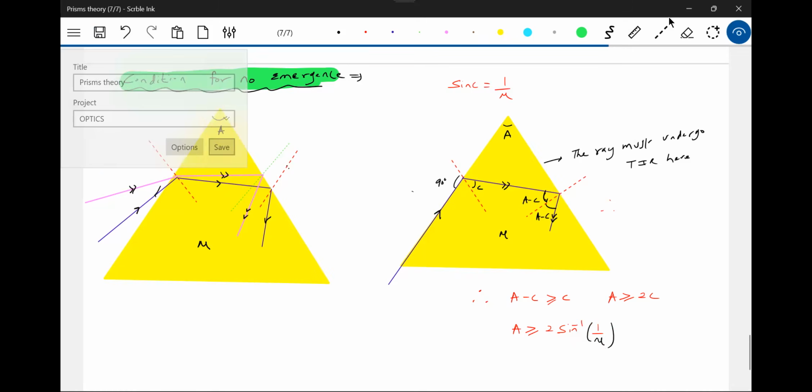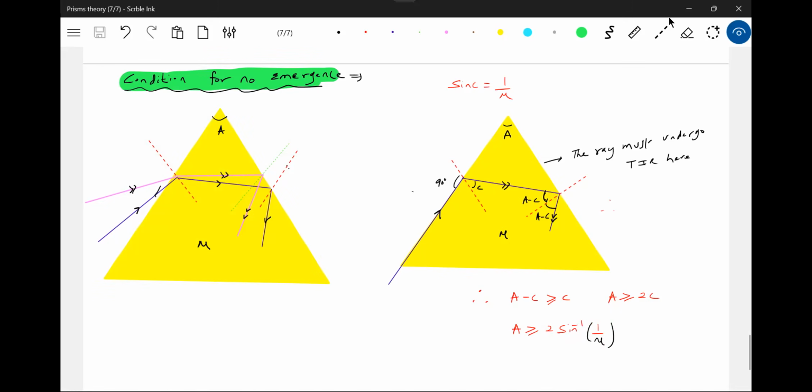So first we brought the deviation, and then the minimum deviation, and other things. So one more, last, for small angle prisms. Okay, I think I'll explain in the next class.